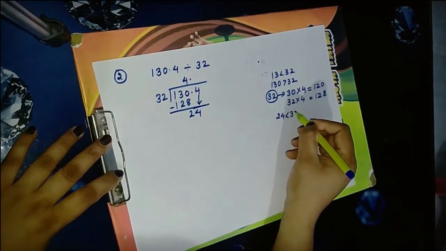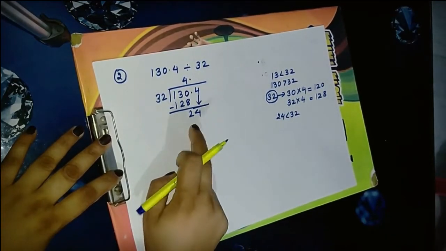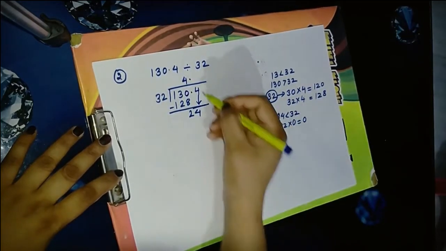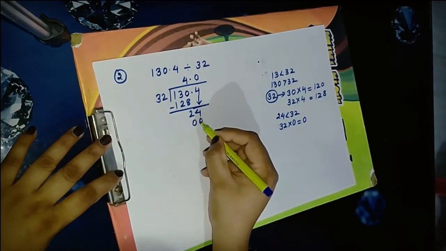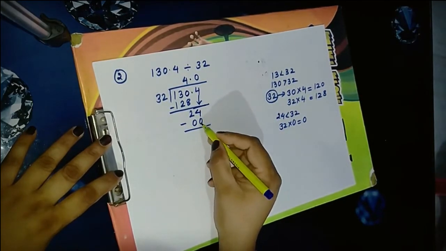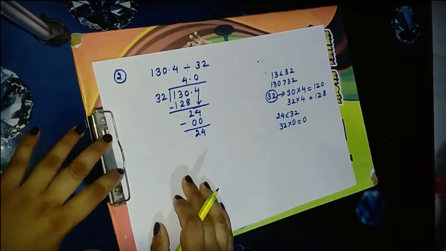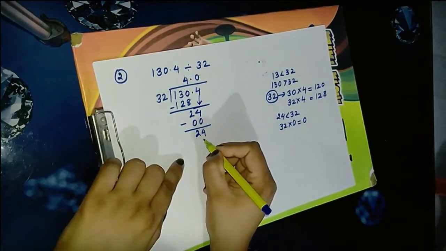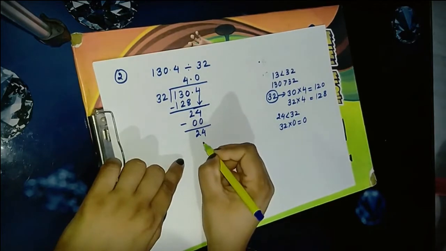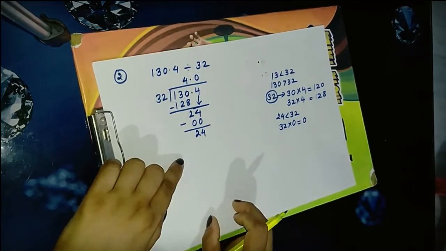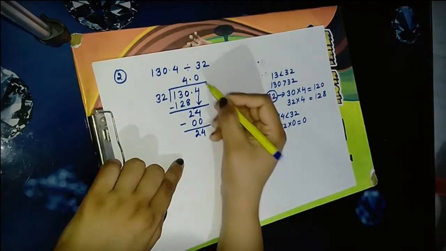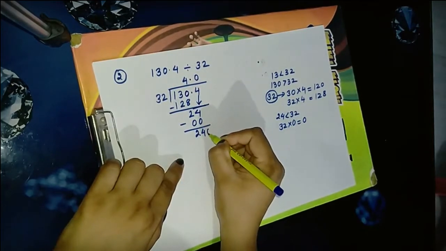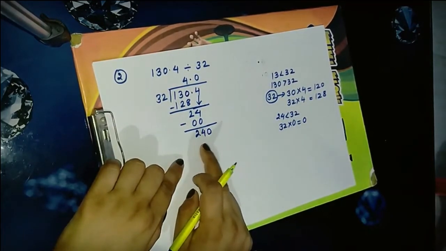24 is less than 32, and in the table of 32 the number just less than 24 is 0 times 32 is 0. So here I am writing 0, here 0, 0. Now 24 minus 0 is 24. Here you can observe that we are done with all the digits present in the dividend, but we are still left with a remainder. So in this case, to solve this question completely, we can move further due to this decimal point. Due to this decimal point, we are allowed to put 0 over here. Now the number is 240.